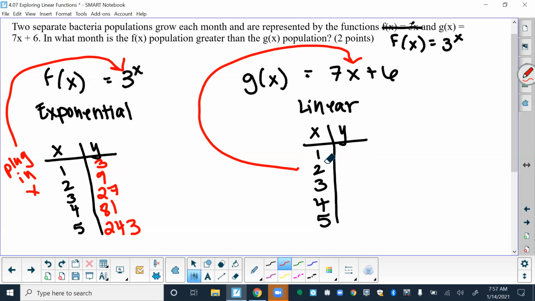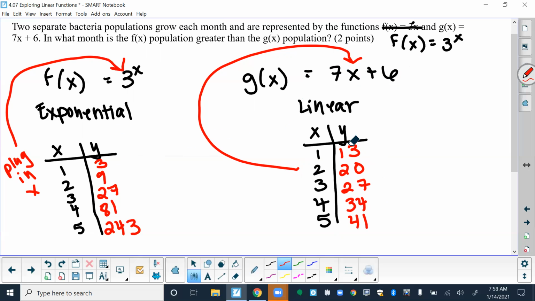All right, now we're plugging in x for this linear function. So 7 times 1 plus 6 is 13. 7 times 2 plus 6 is 20. 7 times 3 plus 6 is 27. 7 times 4 plus 6, so 28 plus 6 is 34. And then 7 times 5 plus 6 is 41.